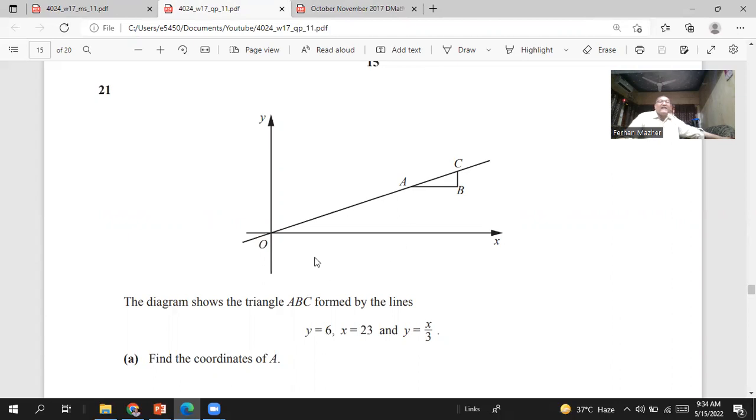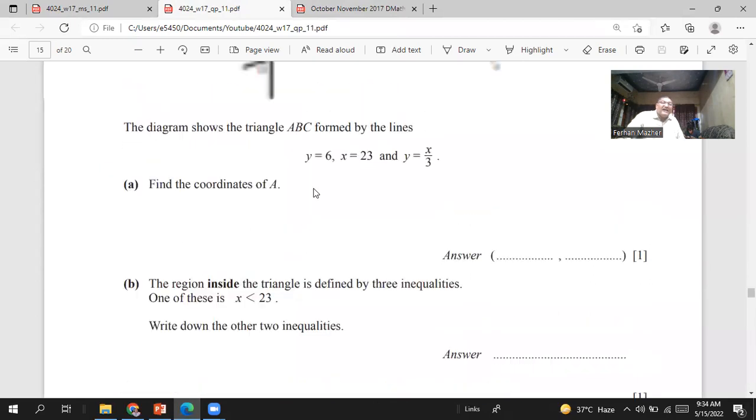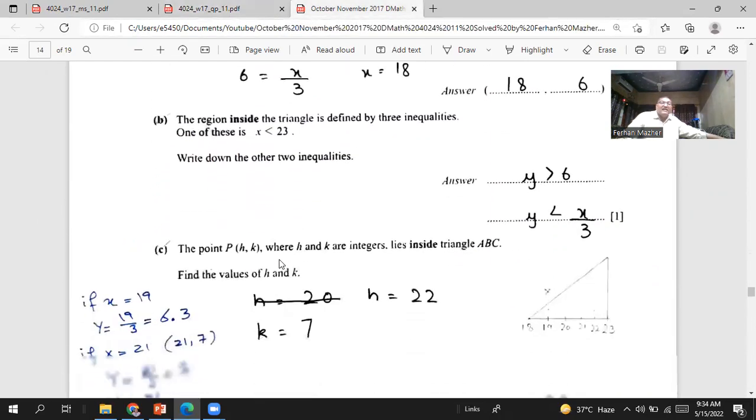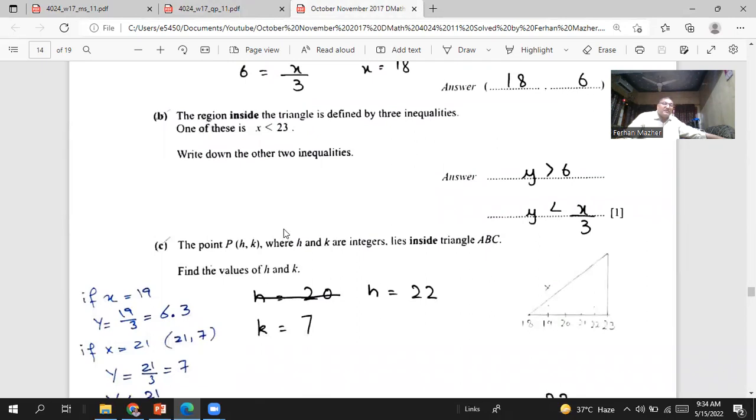So it will be y greater than 6 because the area is above this AB line. So the crocodile's mouth should be towards the y. So y greater than 6. And this triangle area is below this AC line. So the crocodile's back will be towards the y. So y is less than x by 3. So you can see this is the answer.